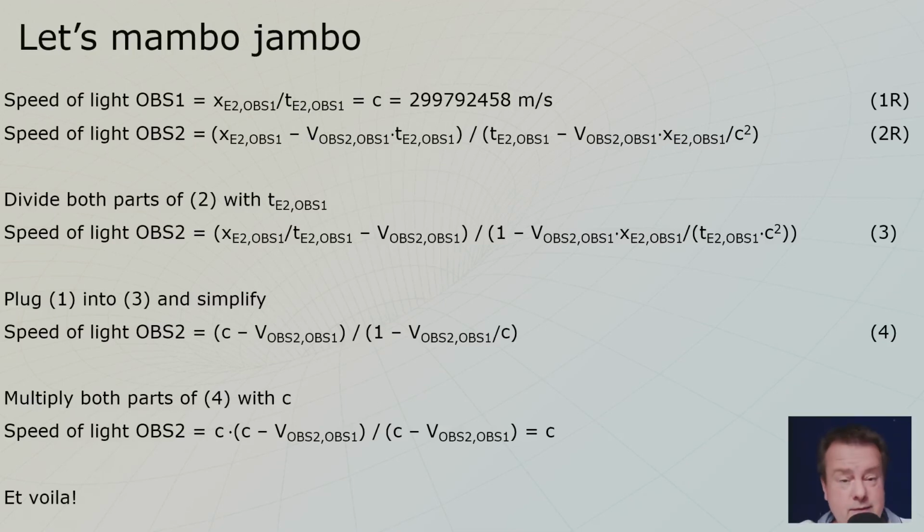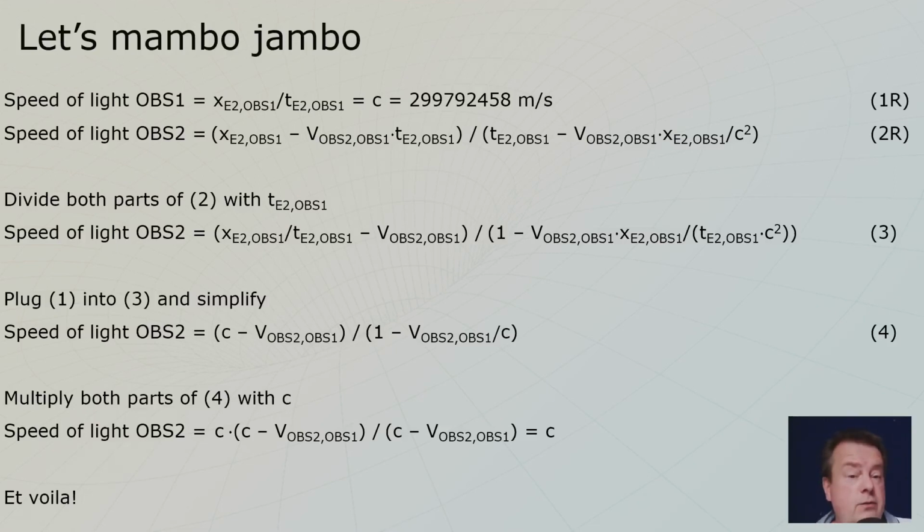Et voilà, the French say. There it is, English people will say. Daar is het, we Dutch say. So, we have proven that the speed of light observed by observer 2 is also c. And you can do this easily for any observer with any arbitrary velocity relative to the ground, because that velocity just drops out of the equation. It has no effect whatsoever, and you will always get c.